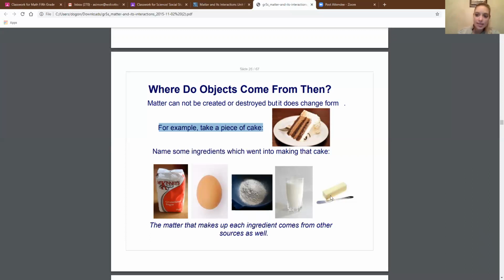And all of these ingredients even came from somewhere else. We know that milk comes from cows, eggs comes from chickens, okay? So these things aren't just appearing out of thin air. They all came from somewhere, okay? So that's what we're talking about when we're talking about matter can't be created or destroyed, because it's always coming from somewhere.